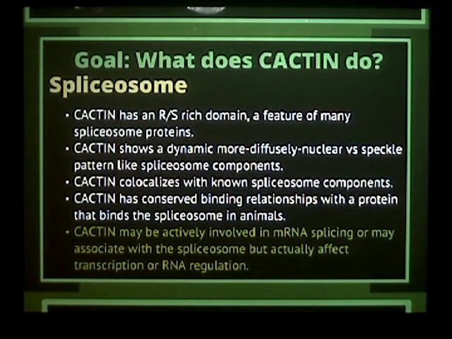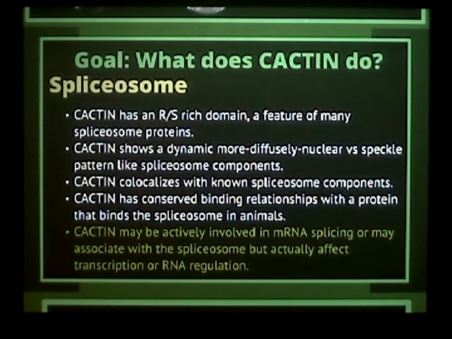with sodium azide. Cactin co-localizes to the same speckles with known spliceosomal components. Cactin has a conserved binding relationship with a protein that might be a putative component of the spliceosome also. And so based on all this, we are proposing that cactin is associated with the spliceosome.